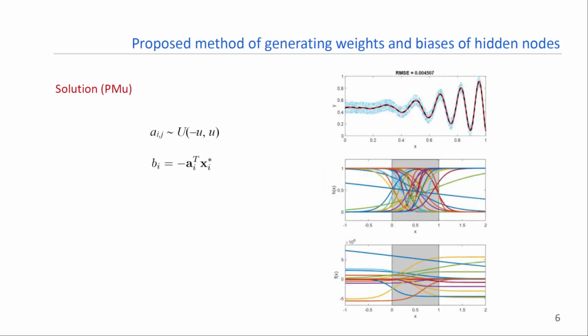To obtain an n-dimensional sigmoid with one of its inflection points inside the input hypercube, first, we generate weights a from the interval -u, u, and then we calculate the bias using the weights and the point x randomly selected from the input hypercube. As you can see in the figure, all sigmoids are inside the input interval.